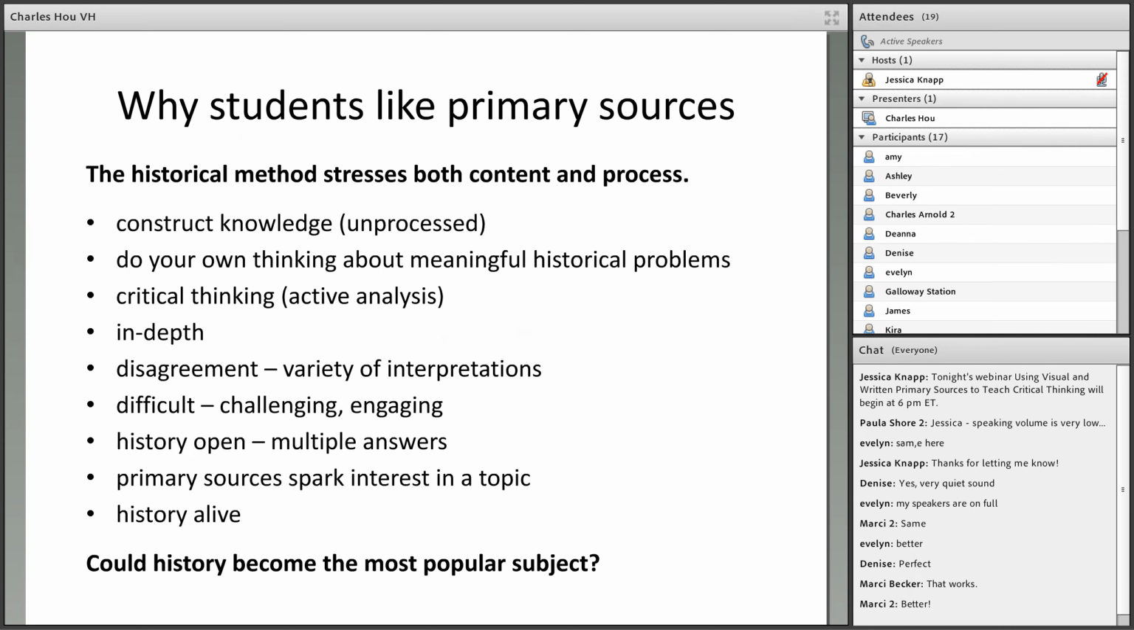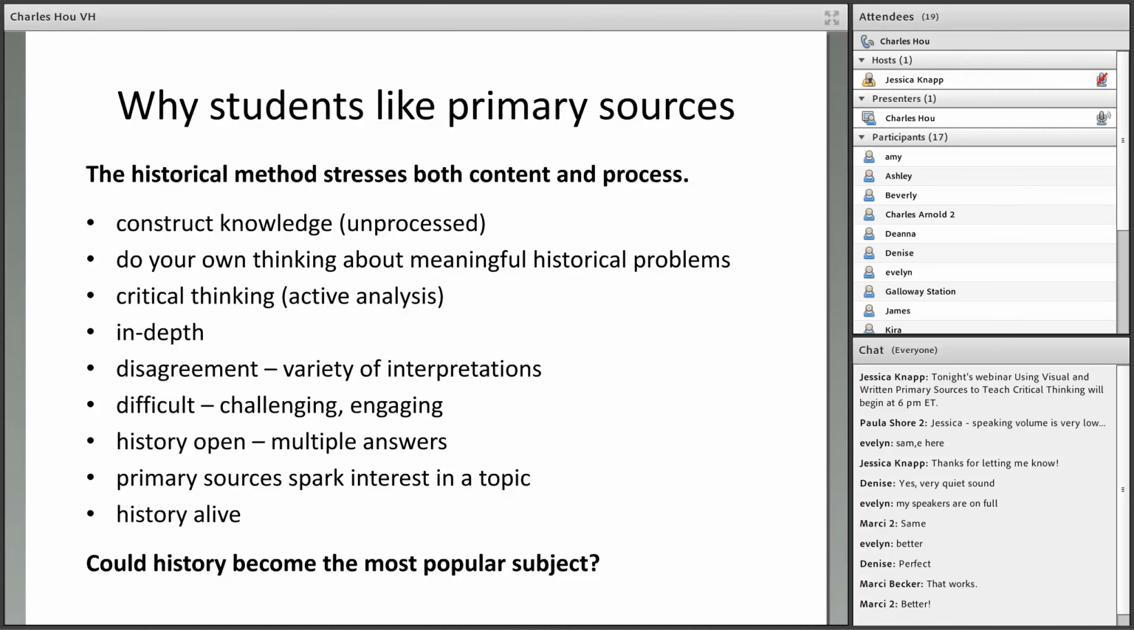I felt that if I could find the right primary sources, I could get the students to construct their own knowledge, do their own thinking about historical problems. They could analyze sources. We could look at things maybe in a little more depth. Hopefully you could find sources that disagreed, and that would make it more interesting and challenging. History would be open. There would be multiple answers. The students could do their own interpretations.